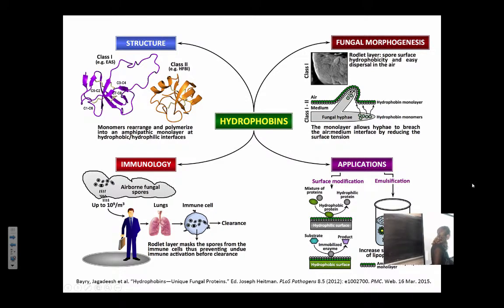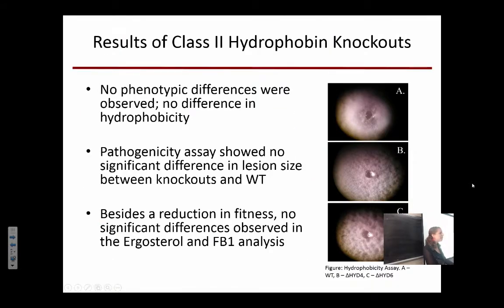They've been linked to pathogenicity in Magnaporthe species. They contribute to the hydrophobicity of mycelia. They're also involved in the formation of aerial hyphae and conidia morphology. They're now used in a number of different applications, one of the most popular being beer brewing. So obviously I was interested and thought this could be really cool, and so I knocked them out.